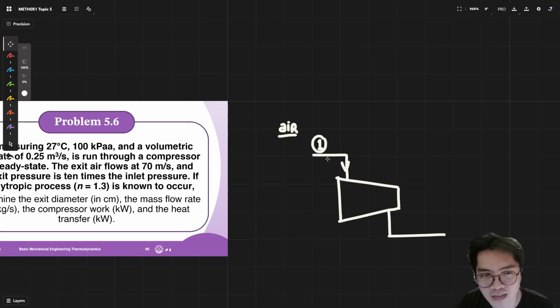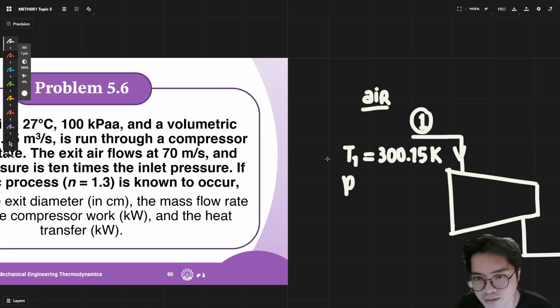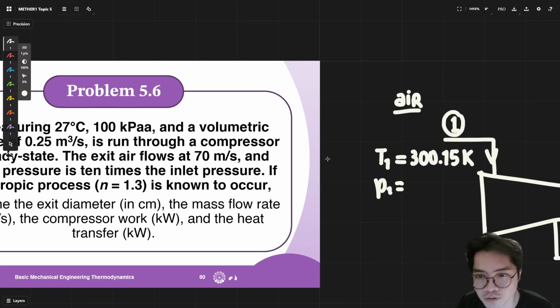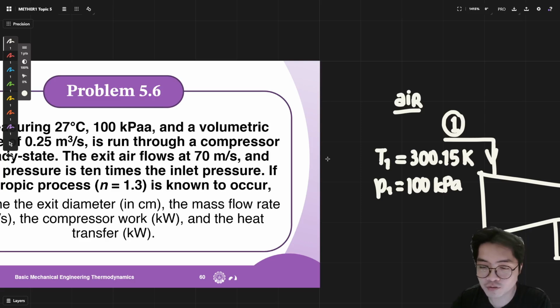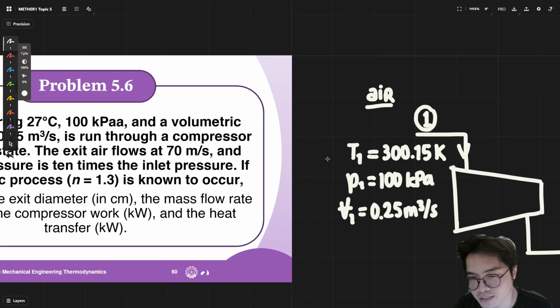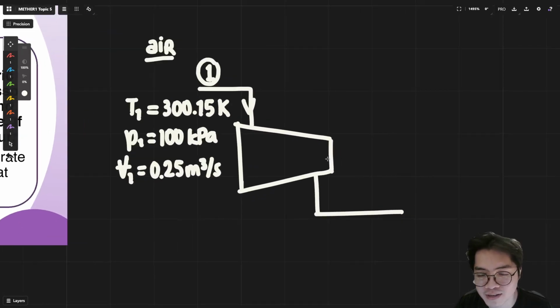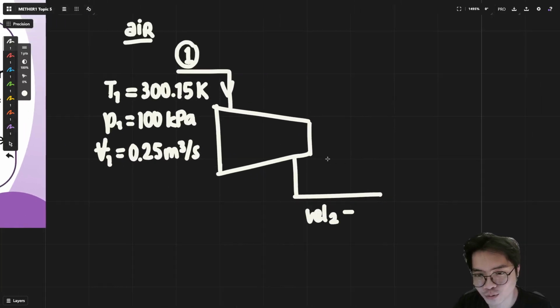So now this is your state 1. Your state 1 has your temperature 1 at 27 degrees Celsius, so that is 300.15 Kelvin. And then your P1 is 100 kPa. So there you go. That's good. Wait, let me see. It's getting late into the night. I don't want to get anything wrong. 300.15. And then there is a volumetric flow rate of 0.25 meter cube per second. It's run through a compressor at steady state. The exit air flows at 70 meters per second.